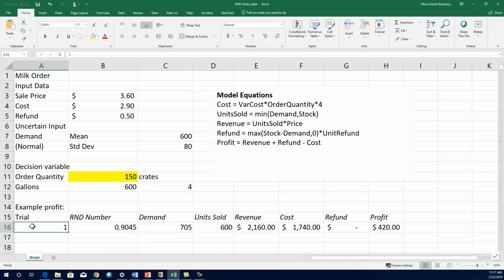So first of all, I'll say, okay, this is trial one. I'm looking for the fill function. This is a series. This is a column.